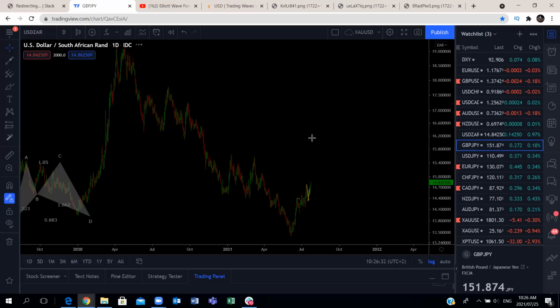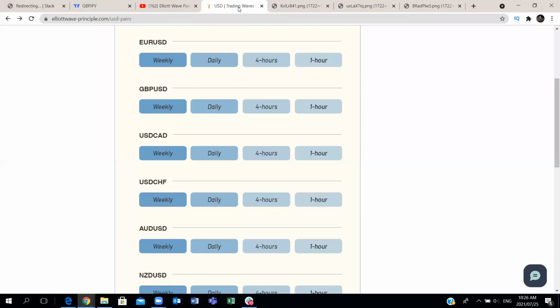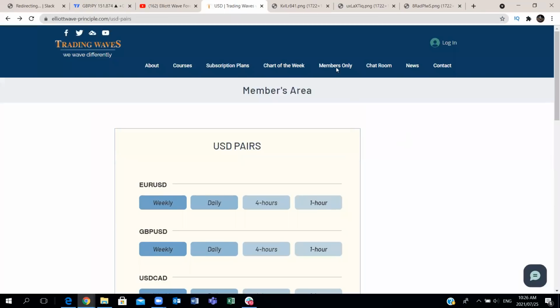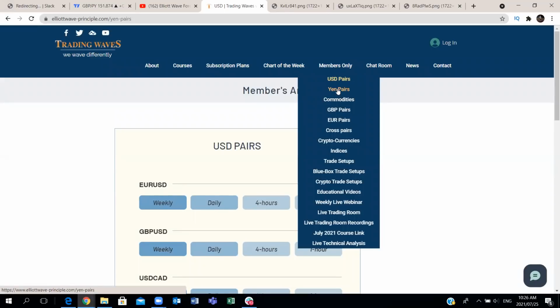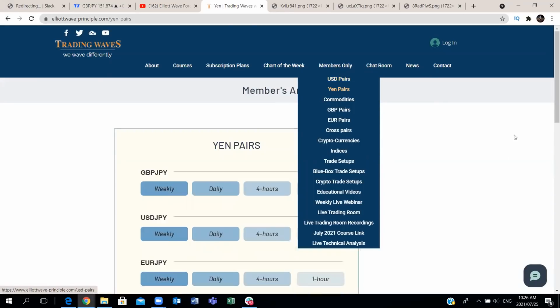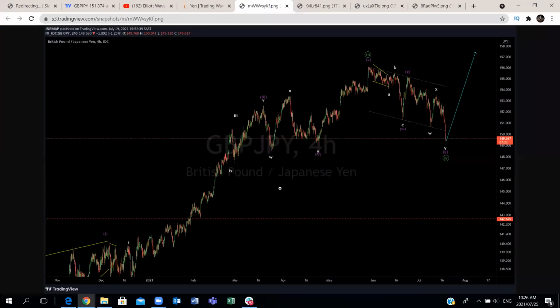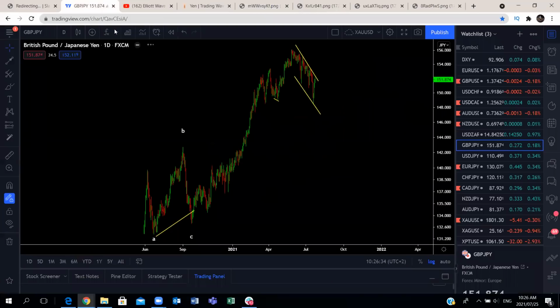Let's go through the pound pairs. You've already seen most of these during trade recaps. Let's go to the yen pairs rather. So pound yen, what do we expect going forward? This was the blue box set up here. We expected this to push to the upside from 49. What has happened? We have already pushed to the upside with that.